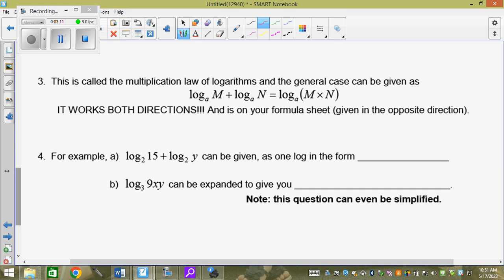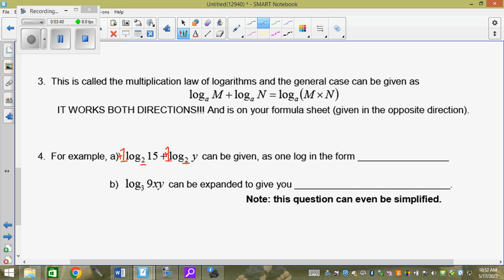This is called the multiplication law of logarithms. So if you have log base a of m plus log base a of n, you can write them as log base a of m times n, and it works in both directions. So if I give you two things that are multiplied, you can separate them out by positive 1 logs. Okay? So if we look at this one, we have log base 2 of 15. It is a plus 1, and I put the plus 1 in front for a point. You'll see why. And then I go plus 1 log base 2 of y.